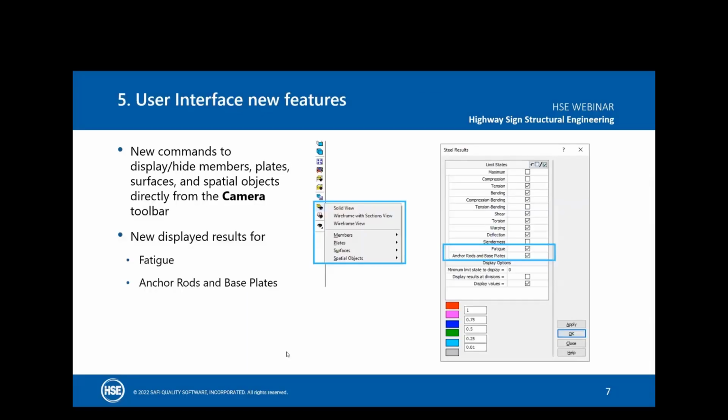For the user interface and new features, we added several new options in the display where you can quickly see the model in a solid view or wireframe. There are many additional options around this subject. For the displayed results, we have added on-screen options for fatigue and anchor rods. Comparing to previous versions, they are much easier to see on-screen than before.